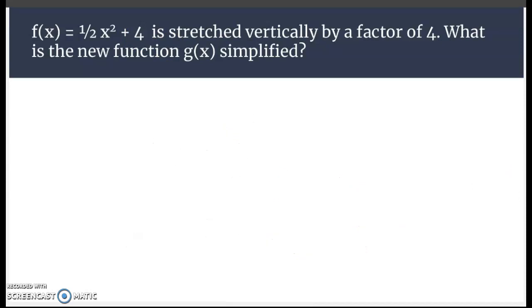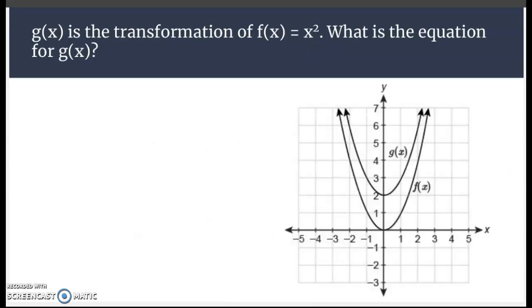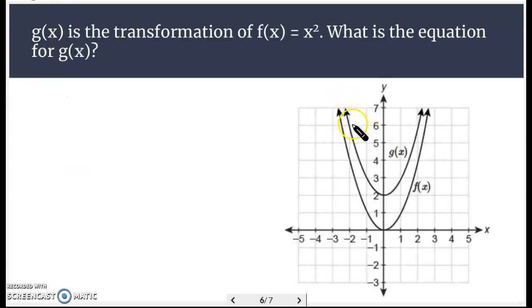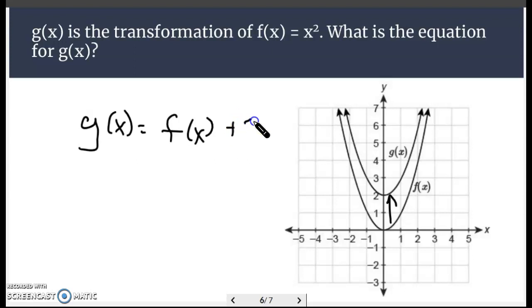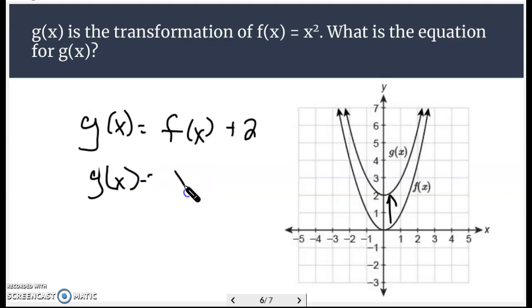You'll see the difference. Here we're given a graph of 2 functions, one translated from the other. It says g of x is a transformation of f of x, which is x squared. What is the equation? Well, g of x and f of x look like the exact same function, but g of x just looks like it was translated 2 units up. They shifted it up. So we take f of x, and it just went up 2 units. So what is g of x now? It's the f of x function, x squared, and then we just add 2 to it. That's what g of x is.